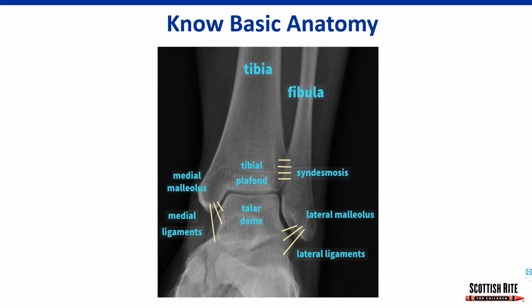Some basic anatomy, just knowing, when you're looking at these films: our tibia, our fibula, our tibial plafond is right here. Our talar dome is the dome right here. Then we have our syndesmosis that holds the tibia and the fibula together. Our ATFL ligaments, or our lateral ankle ligaments, and our deltoid complex over here on the medial side. The medial malleolus is this bump here, and the lateral malleolus here. This makes that nice mortise joint that our talus sits under.